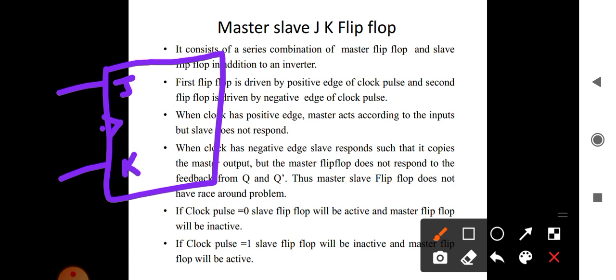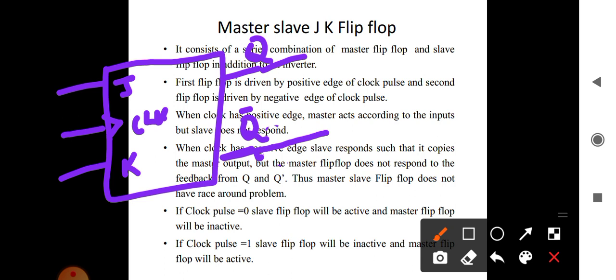This is the clock here, and this is Q and this is Q complement. This Q and Q complement are connected to one more flip flop, one more JK flip flop. So I just draw the Q complement here, and this is being connected to one more JK flip flop here.